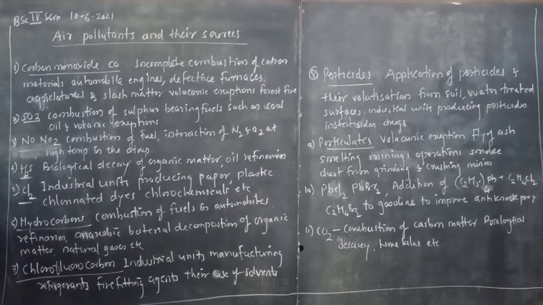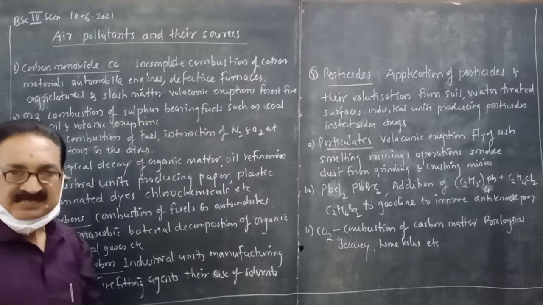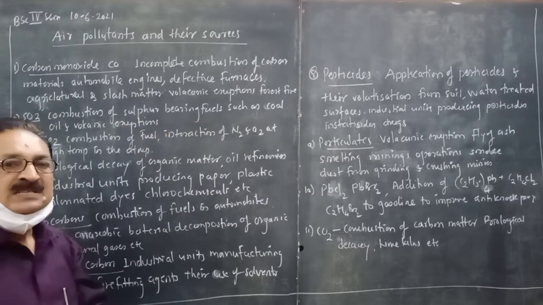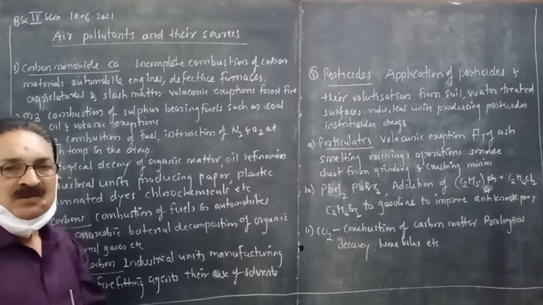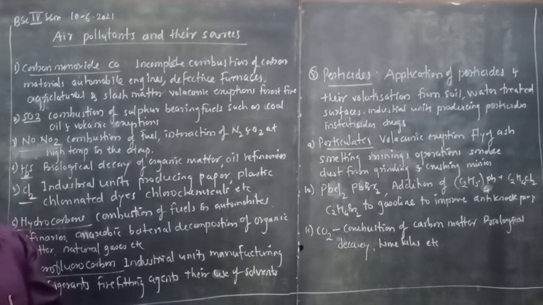Now we go for the second one, sulfur dioxide. This sulfur dioxide is also one of the gaseous components that lead to air pollution. It is due to combustion of sulfur bearing fuels. The best example is crackers. These crackers are made up of sulfur, and when the sulfur burns in the atmosphere, it liberates sulfur dioxide, and that sulfur dioxide also enters the atmosphere and is a major air pollutant.